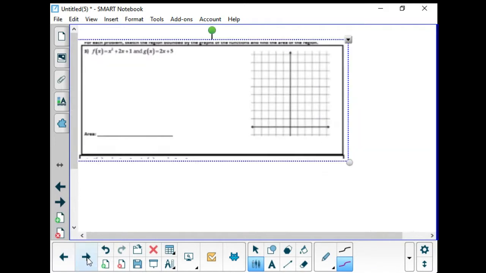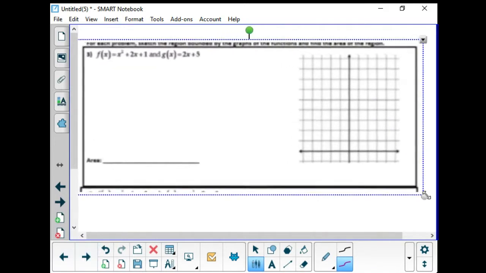Problem 3, I'm going to go to the fuzzy screen, sorry, and I'm going to sneeze.